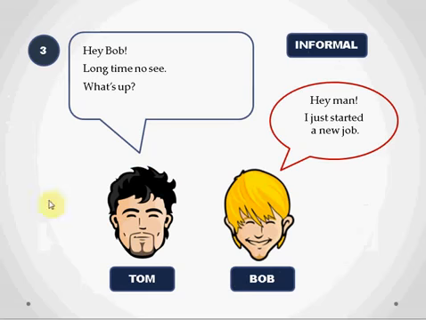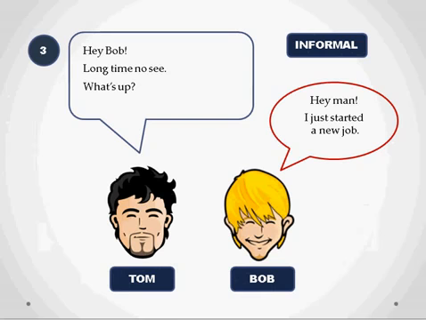Let's look at another example. This time, the language will be informal. Here we have Tom and Bob in their meeting, and because they're good friends, Tom is using informal language. He's saying things like, "Hey Bob, long time no see. What's up?" It's all combined together, one sentence after another. And Bob would say, "Hey man, I just started a new job." So here, Bob is letting his friend Tom know what's new in his life. And in this case, it's a new job.